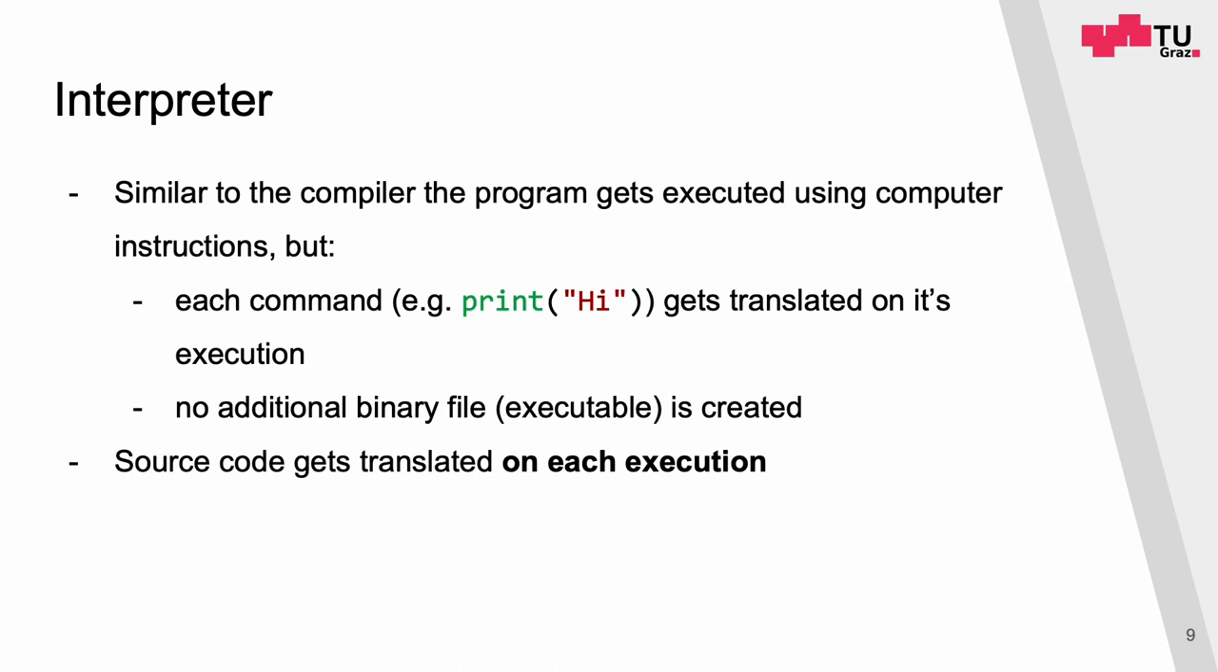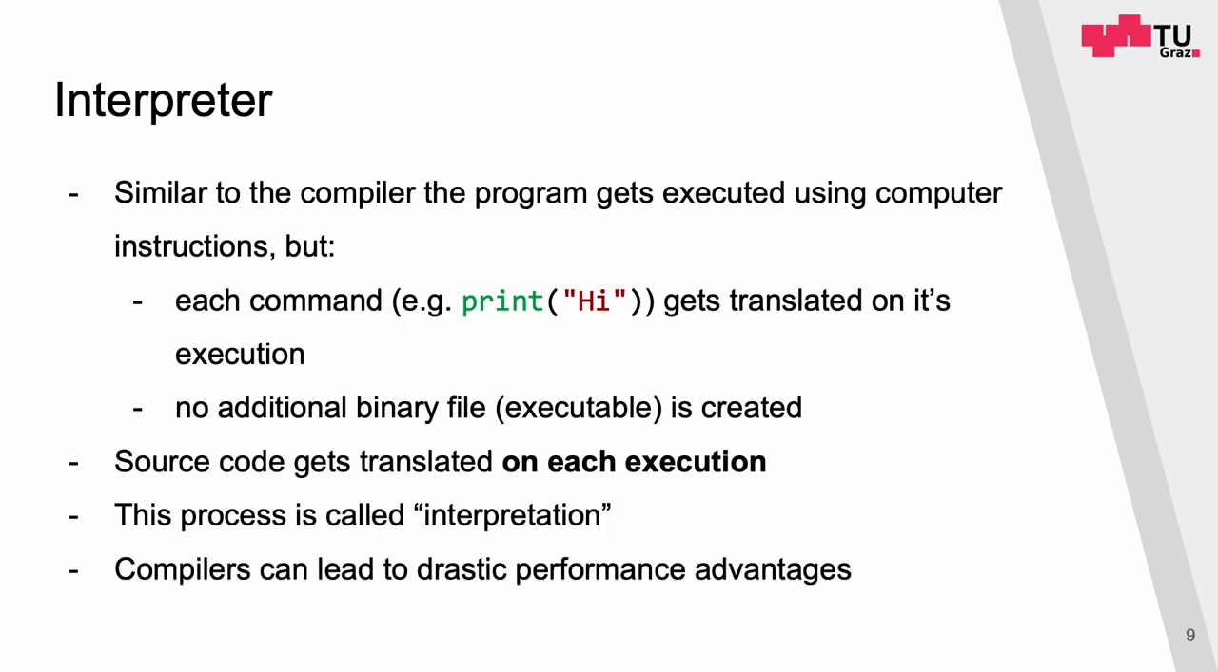So we saw that the source code got translated on each execution, or in other words, each time we hit the enter button. And this process is called interpretation. And as you might guess, this interpretation on each execution takes some time, and therefore compilers can lead to drastic performance advantages since this translation process only happens one time.